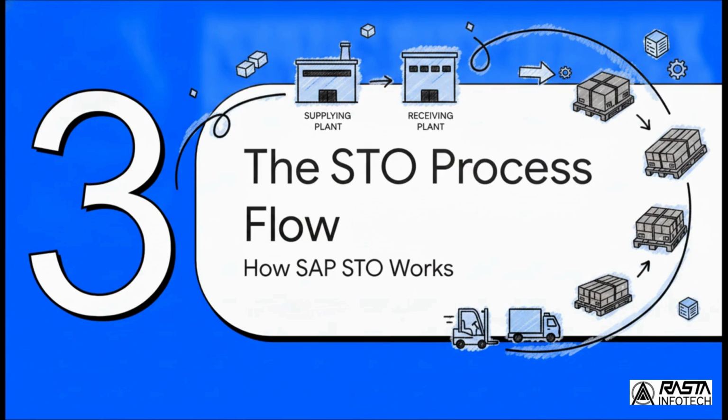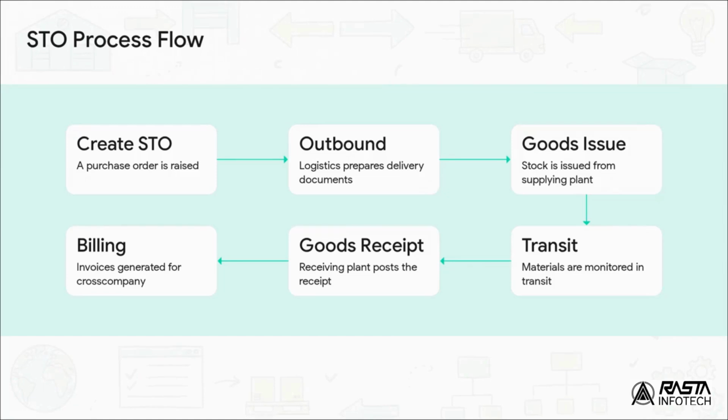Section 3, the STO process flow. How STO works. Let's see how this builds across 6 mechanical steps. For a second, just imagine a pallet of high-value electronics. In step 1, we create the STO, officially raising the purchase order and specifying exactly which plant is supplying and which is receiving. Step 2, your logistics team preps the outbound delivery documents. Then, in step 3, the goods issue, the physical goods are formally issued in the system and actually loaded onto the truck. Step 4 is where the magic really happens.